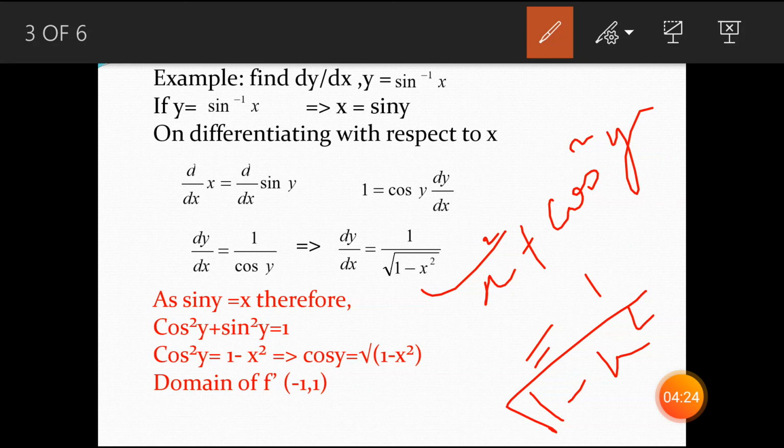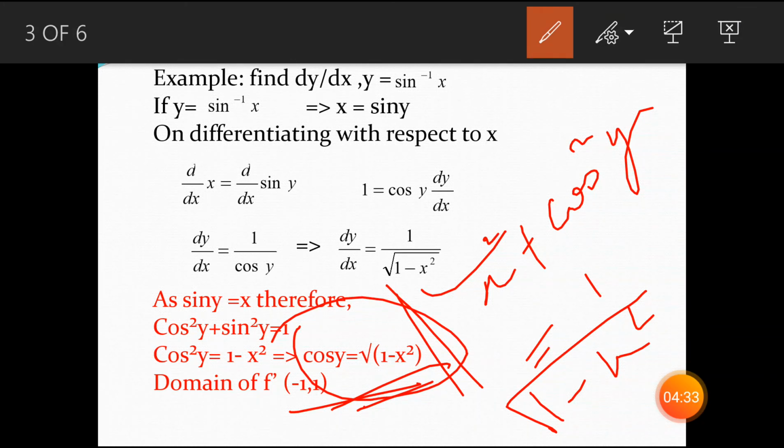Now, I have already written this here, so you can go through these steps. You will come to know that cos y is root of 1 minus x square. So this is the value of the derivative of sin inverse x after differentiation, which can be written as 1 upon root 1 minus x square.